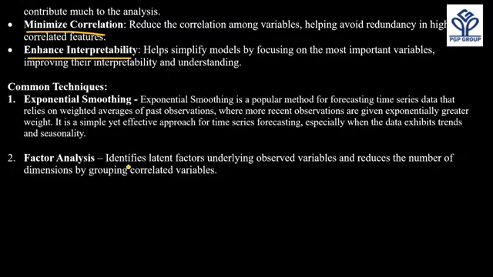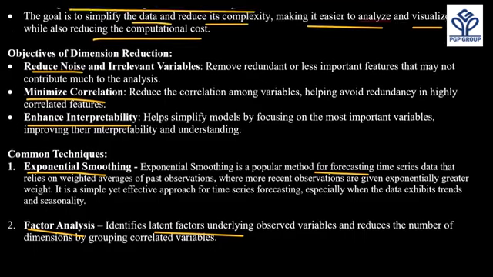The two common techniques are, the first one, factor analysis, and the second one, exponential smoothing. These two techniques can be used. Exponential smoothing is a very popular method for forecasting time series. So using the exponential smoothing method or factor analysis, this is also for reducing the number of variables. By using either of these methods, you can go for reducing the dimensions.